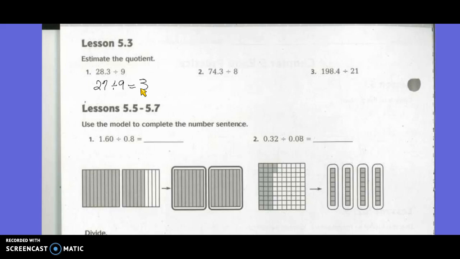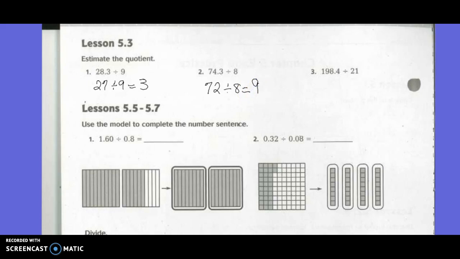Now how about, we're going to have our divisor of 8, and our dividend is 74 3/10. So what multiple of 8 is close to 74 3/10? 72. Very good. And we can do this in our head because we know that 72 divided by 8 is 9.